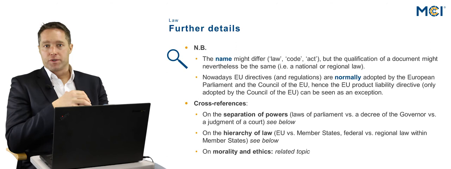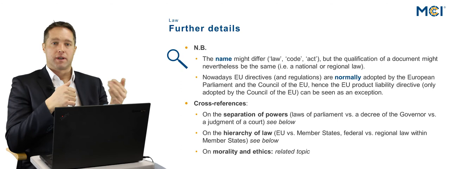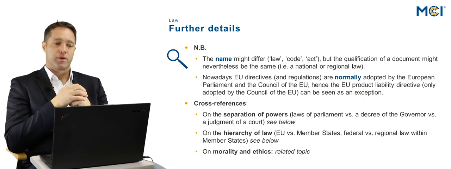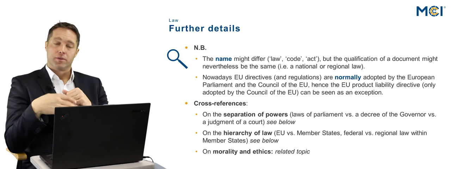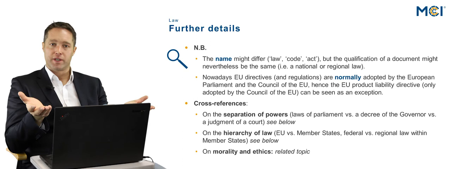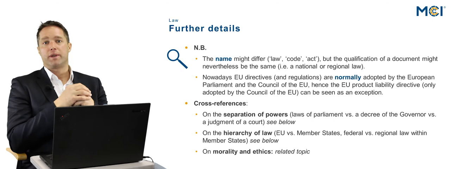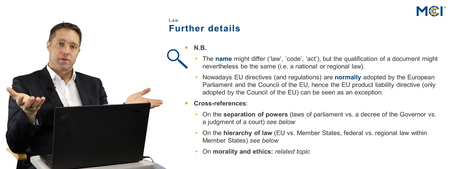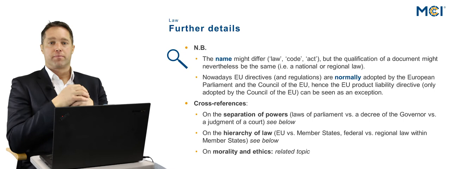As we have also seen, the name, act, code, and so on is not really decisive; it's rather the substance, the content of the document, which is important in order to qualify it as law. Normally, at EU level, directives and regulations are enacted by the European Parliament and the Council of Ministers. We've also seen one example, the Product Liability Directive, which has only been enacted by the Council of Ministers. We'll now see more on those related concepts of the separation of powers and the hierarchy of law, and the relationship of law and morality or ethics on the other side. That's part of a different micro lecture.